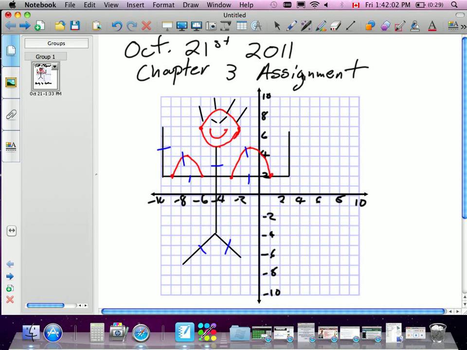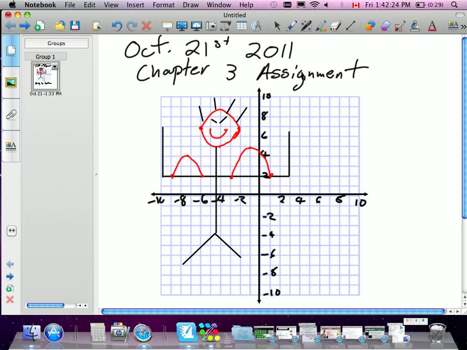So if you quickly take a look here, I used 2 quadratics for this guy's head. And then I used another one for his smile. So that's 3, 4, 5, 6, 7, 8, 9, 10, 11, 12, 13, 14, 15, 16, 17. I used 17. What did I miss? No, the arm is one straight one. Okay, I used 17 equations to create this picture.